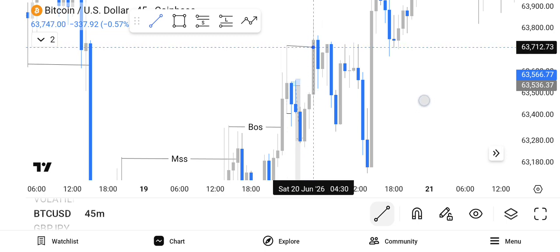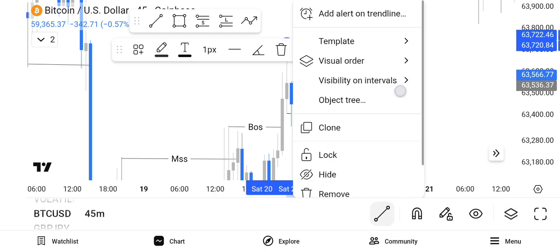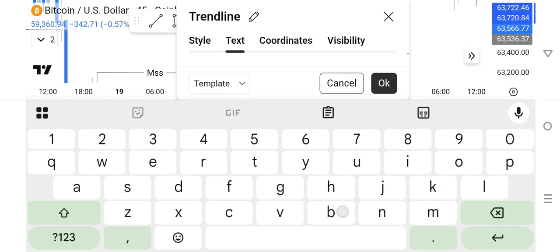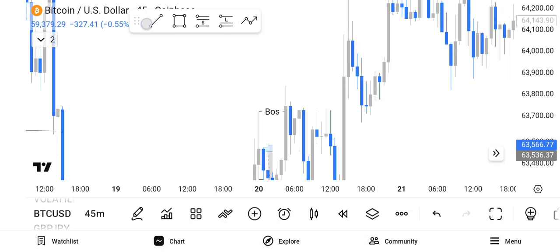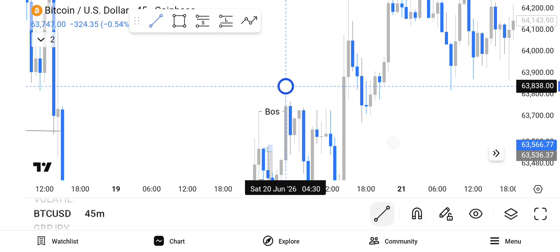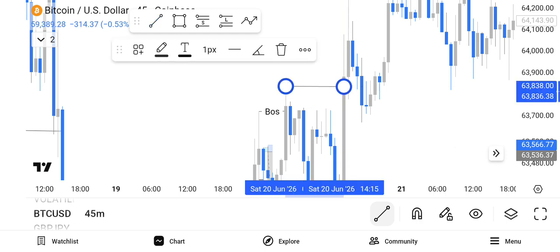We have a break of structure of this high. This high was taken out here. We have a break of structure here. We have a break of structure there. Then this high too was taken out. We have a break of structure here. Market just keeps breaking structure to the upside.